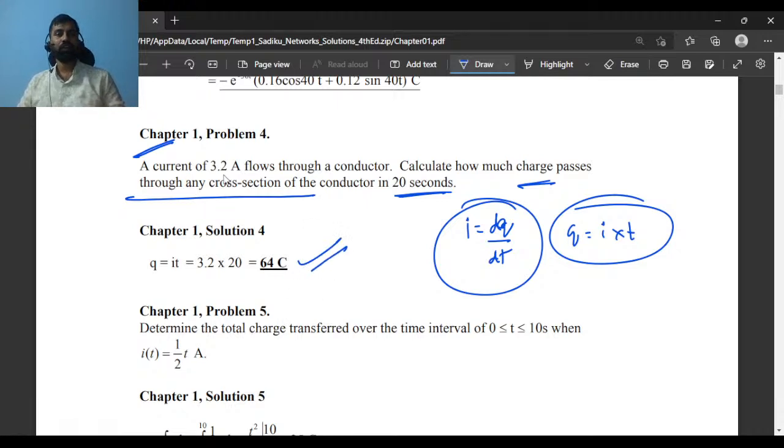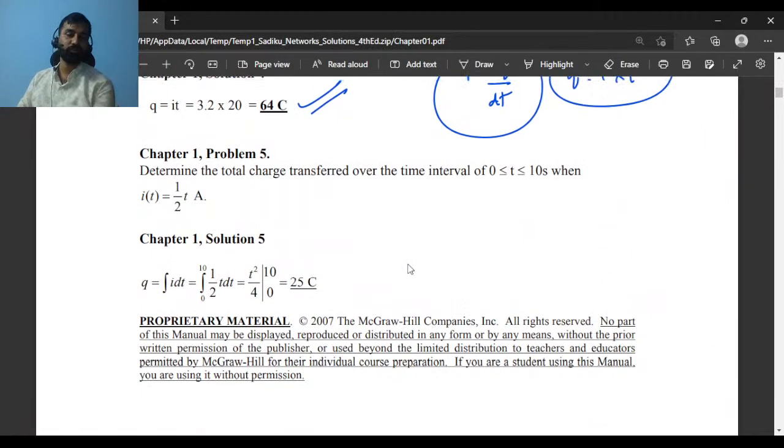They have said that 3.2 ampere flows through a conductor, so a conductor can be a wire as well. Suppose this is a conductor here, and the current is flowing through this cross section in 20 seconds. So this is just a basic definition, that's it, nothing else. Don't consider these kinds of problems very difficult, so you can see how easy this book is.